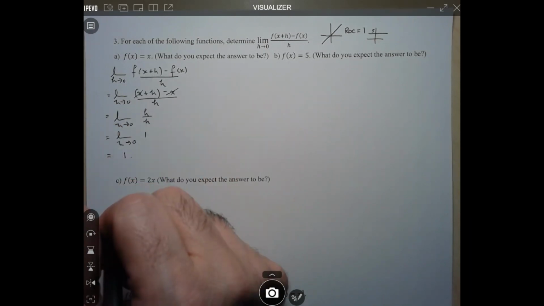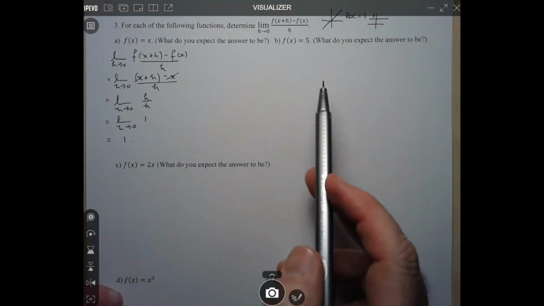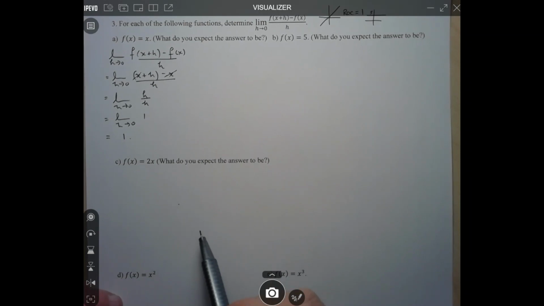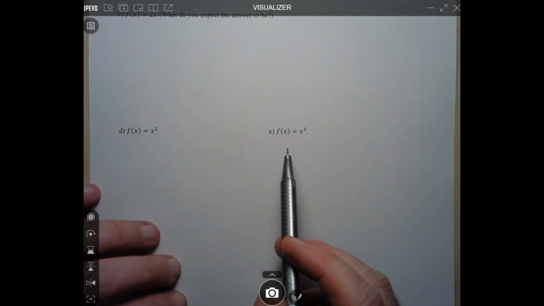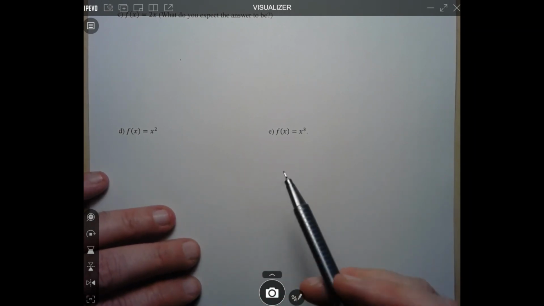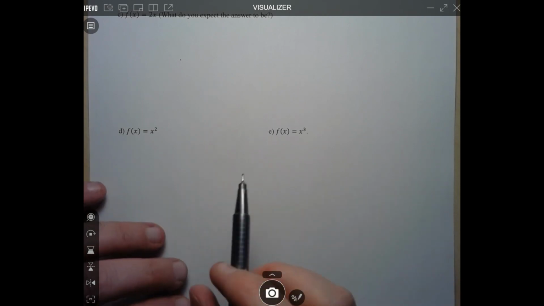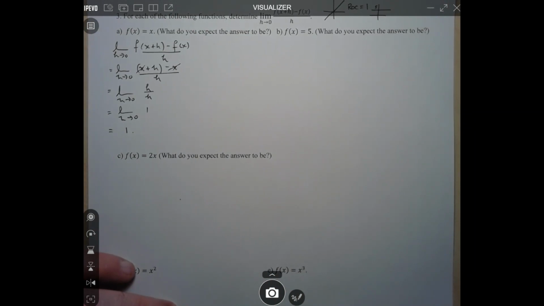So what I want you to do is start doing these other ones. These we already know what the answer should be. But when we get to x squared and x cubed, we don't know what this function should be that gives us the rate of change for different x values. So let's pause the video and give everyone about 15 minutes to work on this. And then in the next video, we'll start taking some of these up.